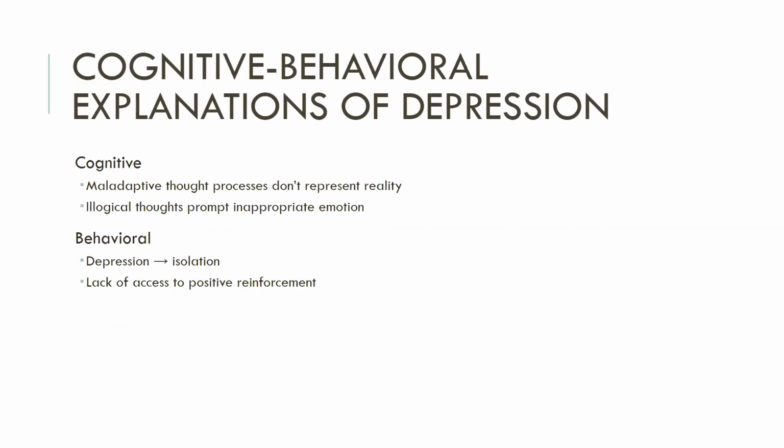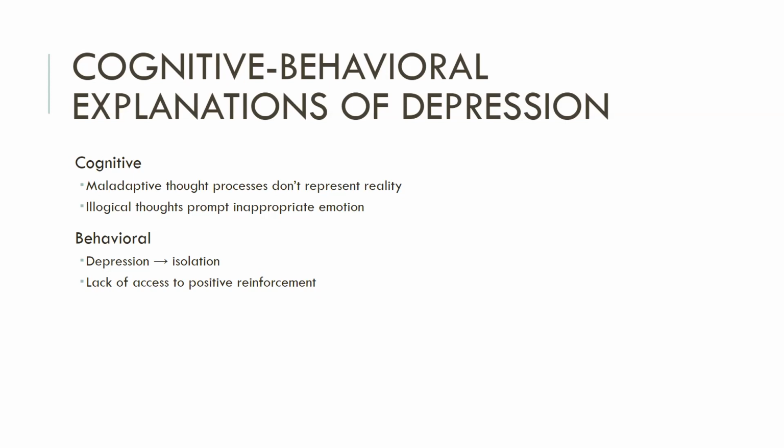As far as the cognitive behavioral explanations of depression, cognitively, depression is thought of as maladaptive thought processes that don't represent reality. So going back to the cognitive explanation that we discussed at the very beginning of the semester, illogical thoughts not based in reality prompt inappropriate, unhealthy, negative emotions. It's okay to feel negative emotions. We just want them to be healthy, negative emotions that are based in reality versus ones that are warped and based on thought distortions.